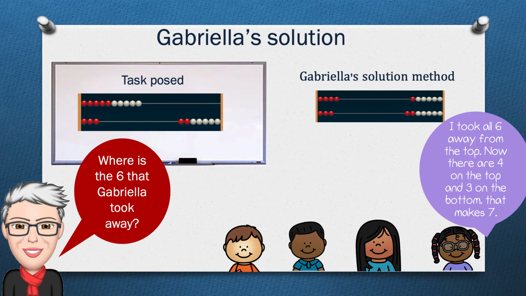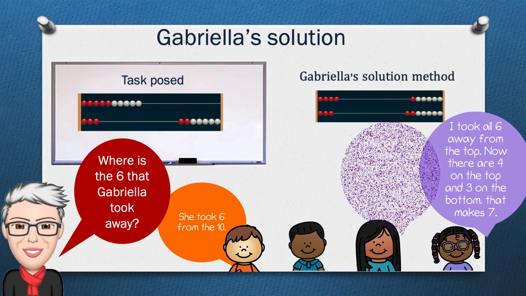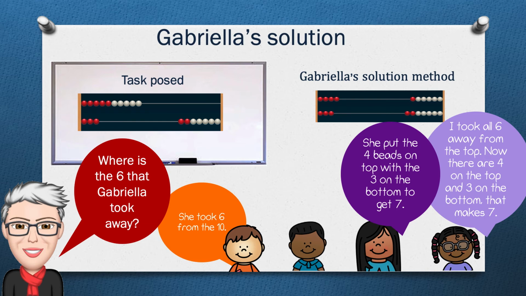Gabriella or others will say that she took 6 away from the top. Others will say that she took 6 away from the 10. She didn't take any away from the 3. Notice this shift from talking about beads to talking about quantity. Someone will likely say that Gabriella put the 4 beads on the top with the 3 beads on the bottom to get 7.